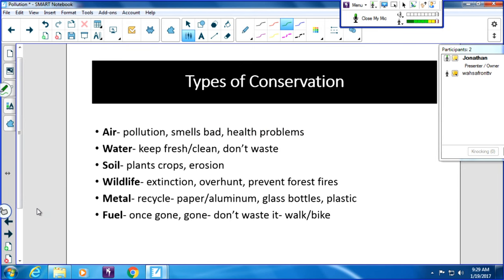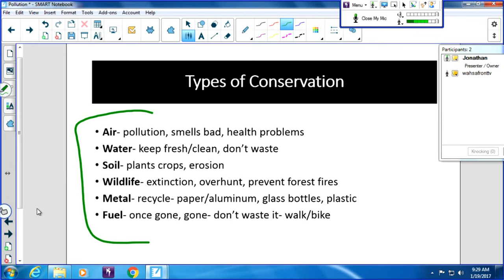But there are many types of conservation, as you can see on my screen. Again, all this comes into play. In your textbook, it talks about each one more in depth and provides examples of each one. I just try to summarize each one and simplify as much as we can in terms of conservation.